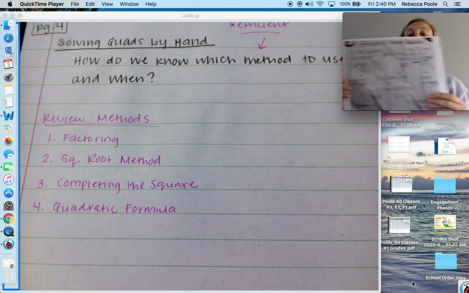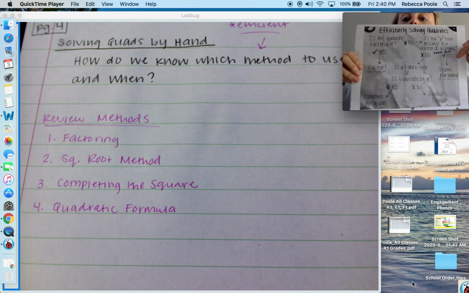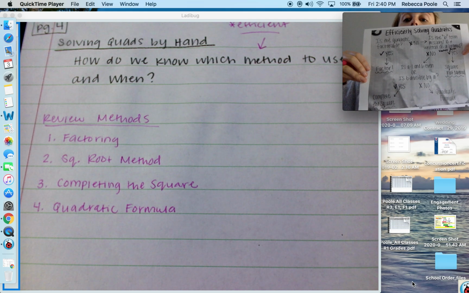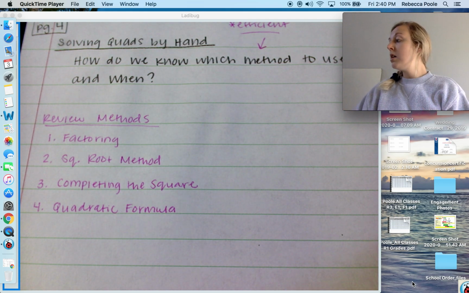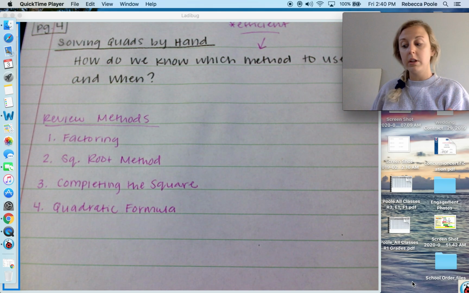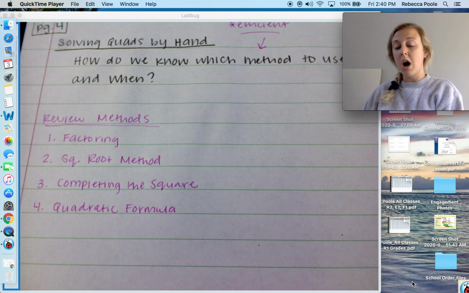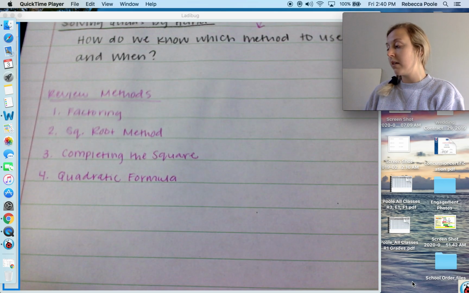On Canvas, I've posted this anchor chart. This usually hangs up in my room. But we're not in our rooms. You guys are at home and I'm at home. So I'm going to go over that anchor chart really quickly. And honestly, we'll just remake it right here real fast.